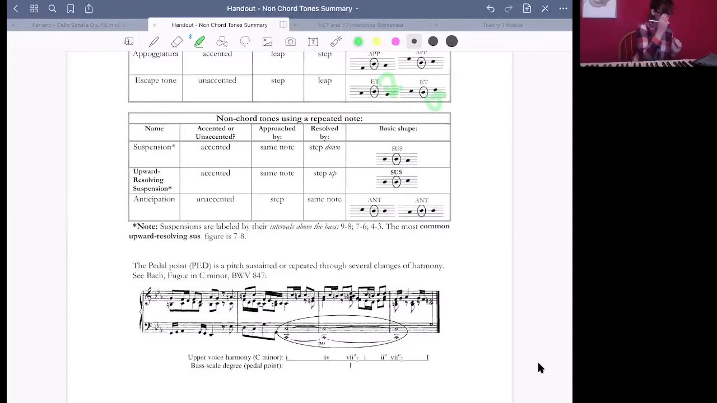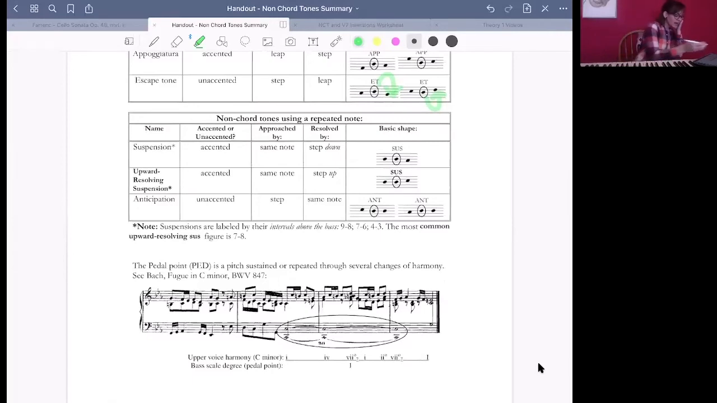And last but not least, an anticipation. Again, think of it as kind of a mirror image to a suspension. A suspension, someone hangs around too long, right? A note hangs out a little too long over the bar line and then steps to a chord tone. An anticipation is the exact opposite. Note gets there too early, gets too excited, anticipates the next harmony, and moves there too early, and then the harmony follows. So anticipations, suspensions, again, mirror images of sorts.